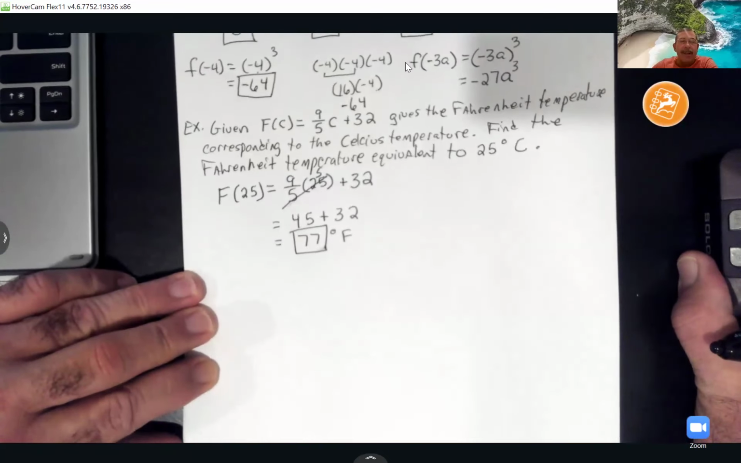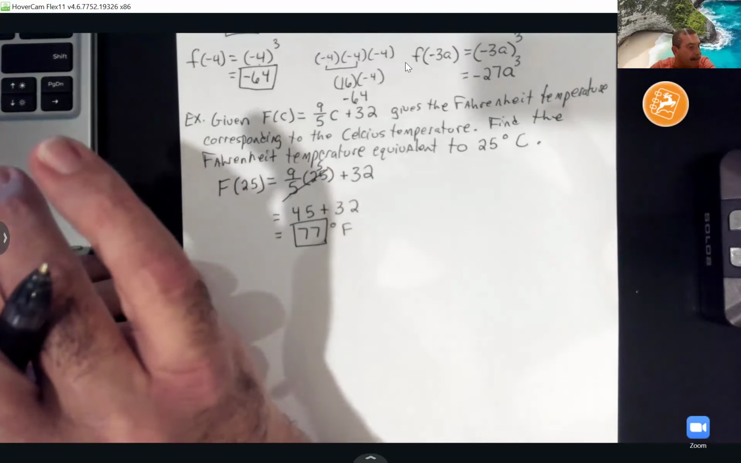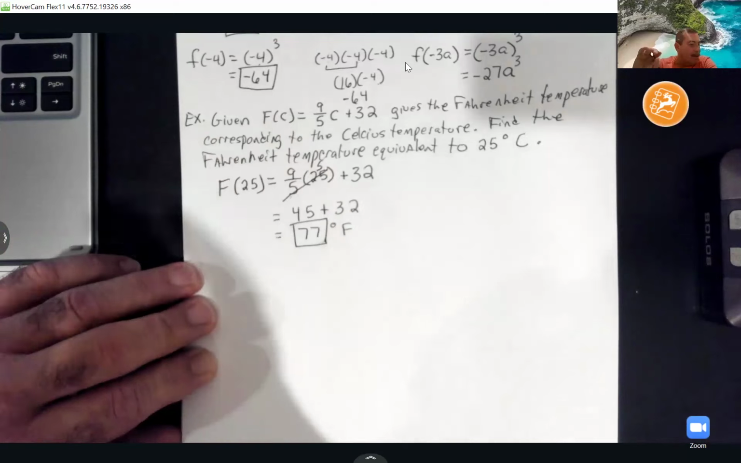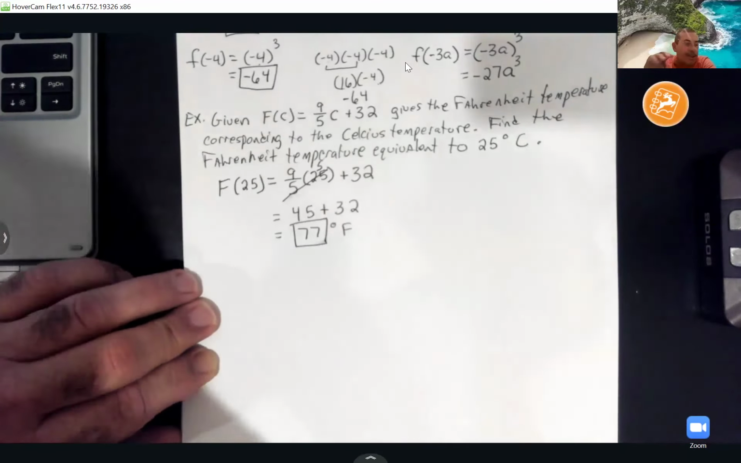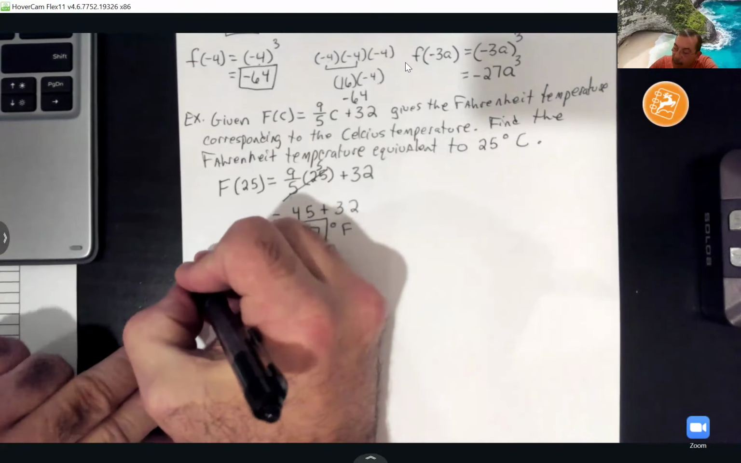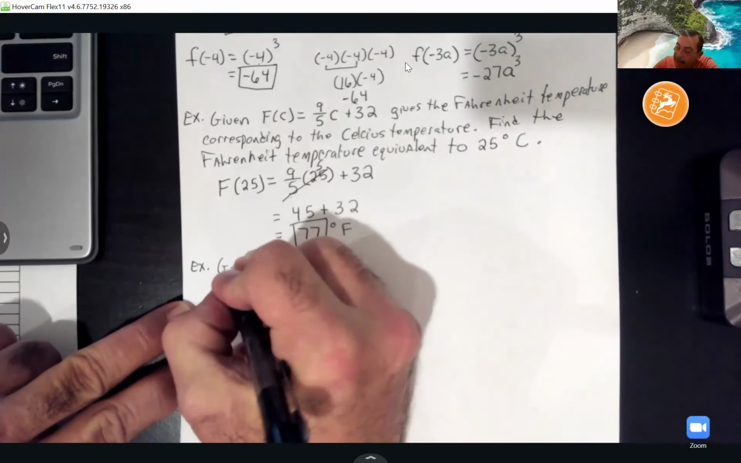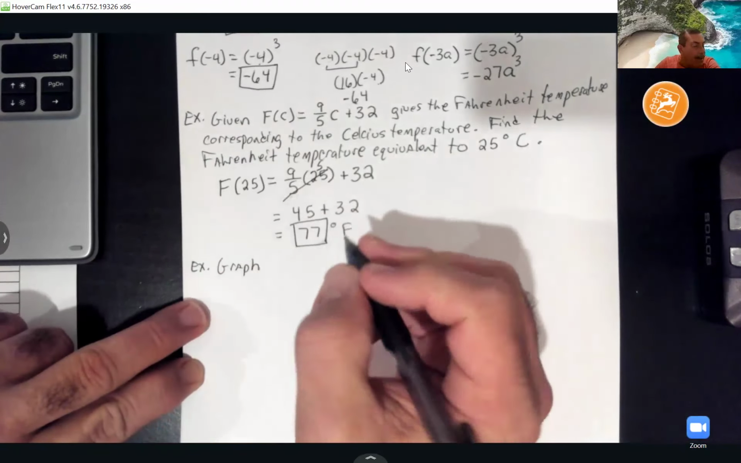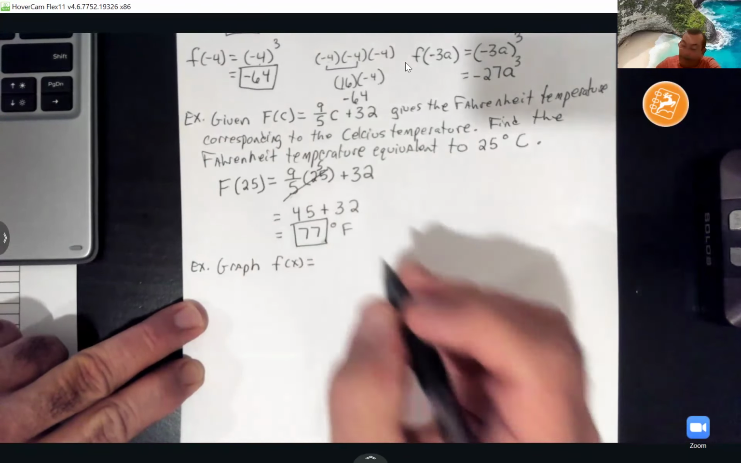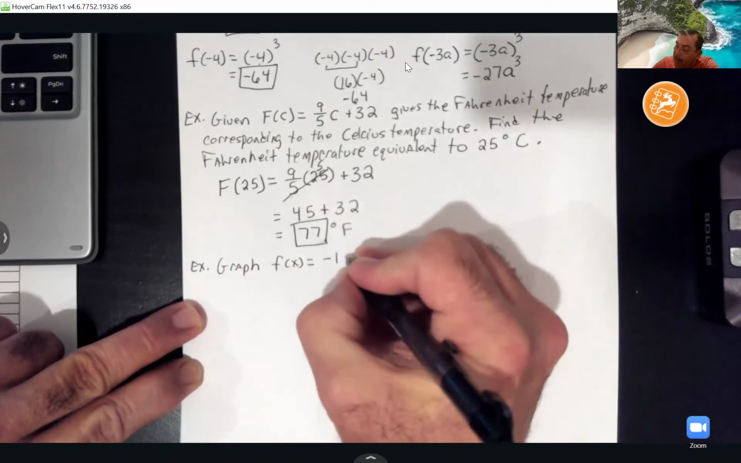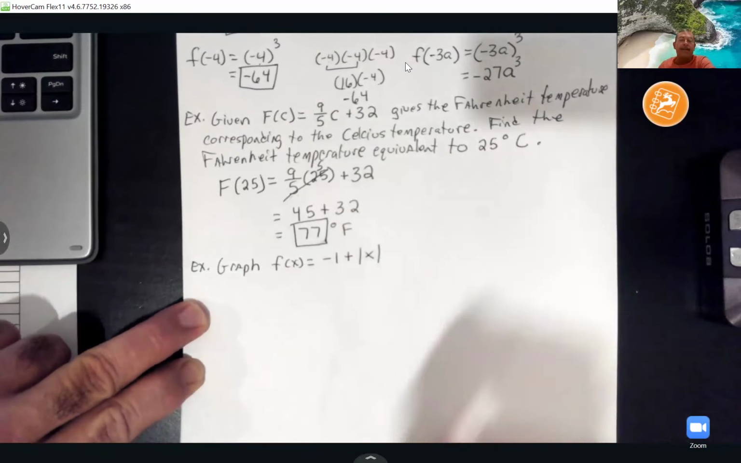All right, so then it gets into a little bit more graphing. But now instead of using y equals something, they're using that function notation. So on this one we're about to do, we're going to graph the function. And my function is f of x equals -1 plus the absolute value of x.